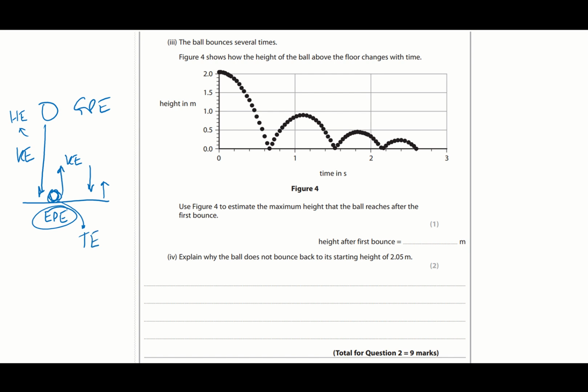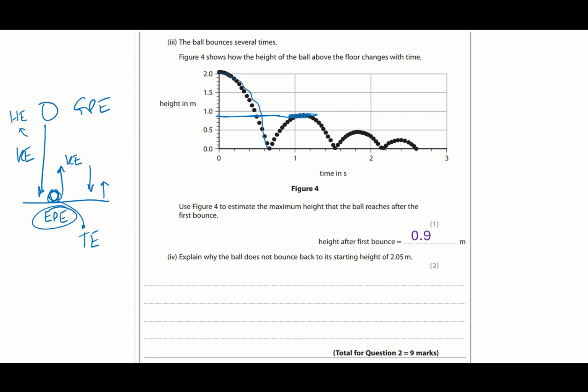Okay, figure 2, estimate the maximum height the ball reaches after the first bounce. So this is me dropping it. There's the first bounce here. Go across, I'm getting roughly 0.9 meters. I'm happy with that. Explain why the ball does not bounce back to its starting height.